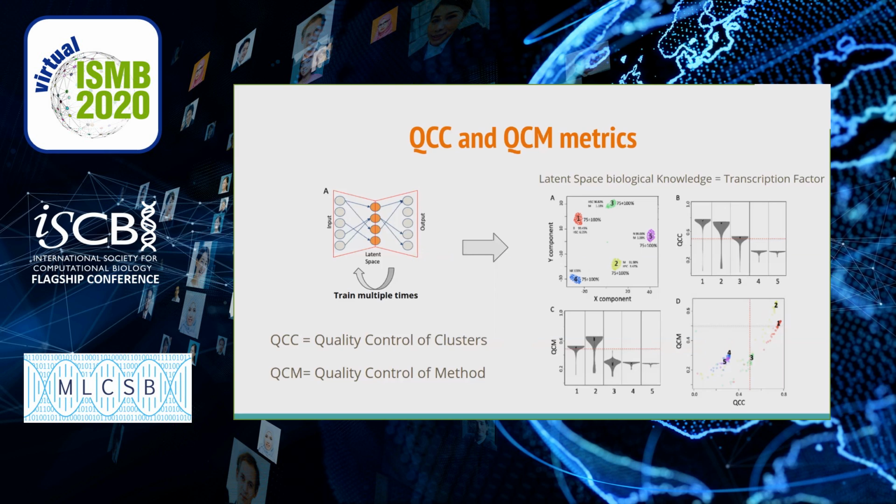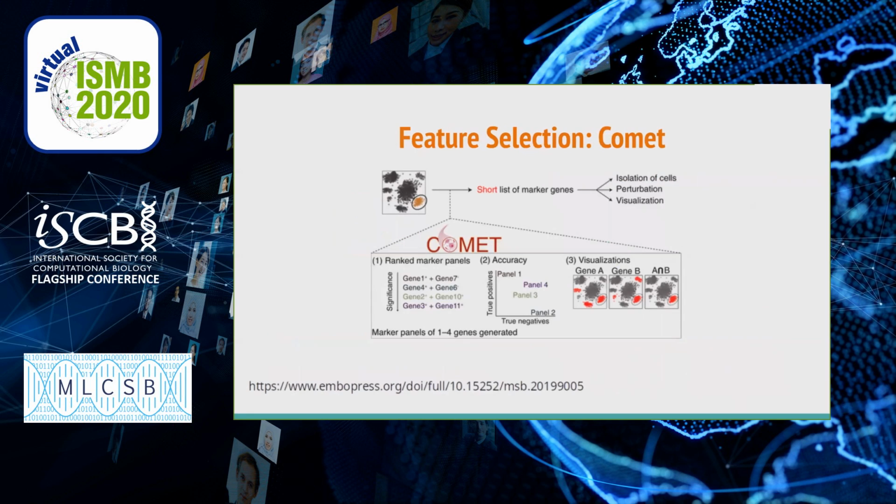Then we transform the latent space matrix into a frequency matrix, in which we count the frequency of usage of a node, practically how many times that node is different from 0 all along the permutations. Then we fed the feature selection algorithm called COMET with this matrix, and this will provide us the biological information that is most representative for each of our significant clusters.